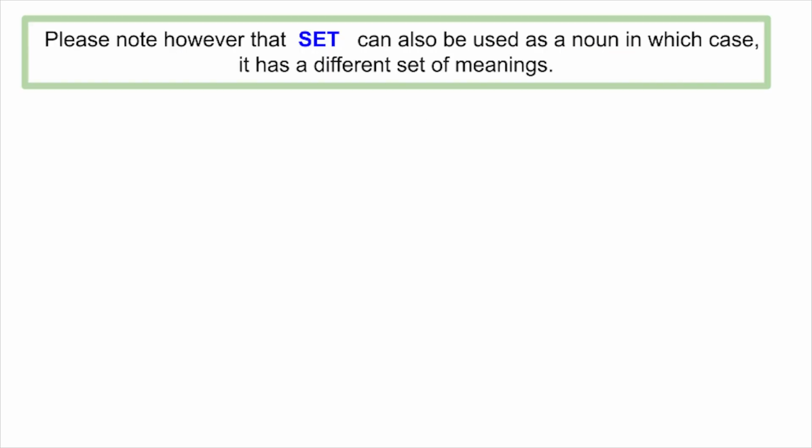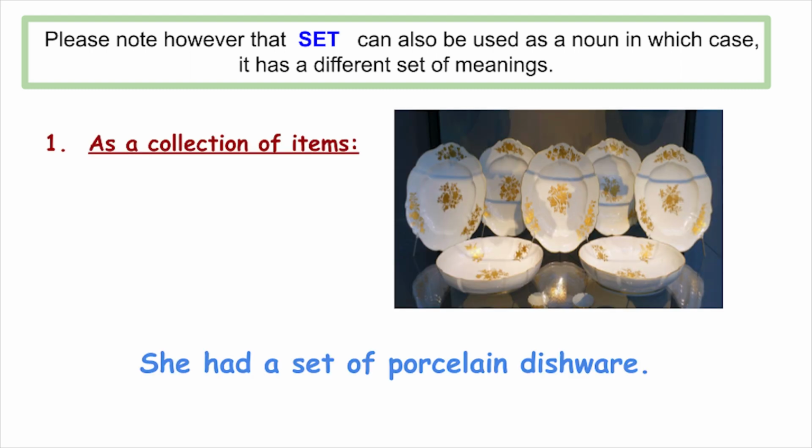Please note, however, that set can also be used as a noun, in which case it has a different set of meanings. And you will notice that I said set of meanings. Let's look at these examples. Set can be used as a collection of items. So, she had a set of porcelain dishware.